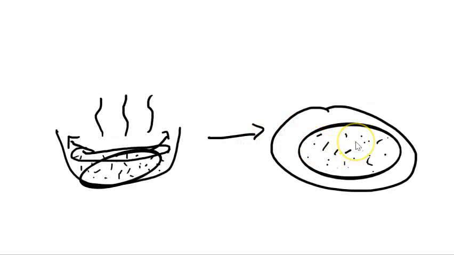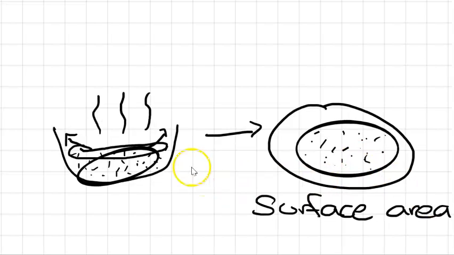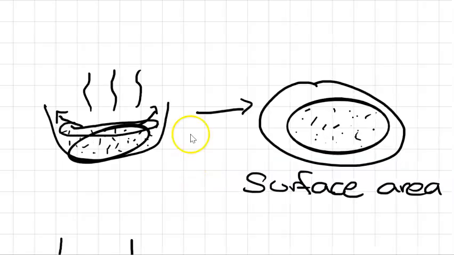So the more rice grains that we have in contact with the air around them, the faster that's going to let off steam. So this is called surface area. Surface area: the amount of area in the actual substance that is on the surface, and we can increase it by spreading it out. So there are some examples of how we can do that in chemistry as well.